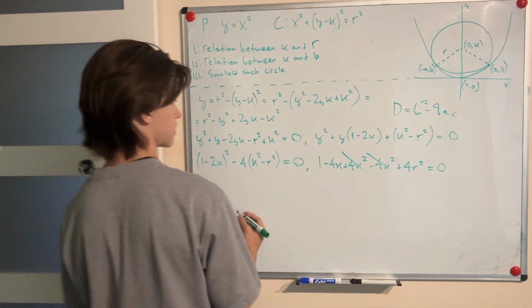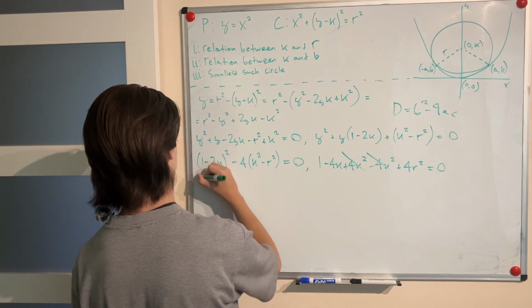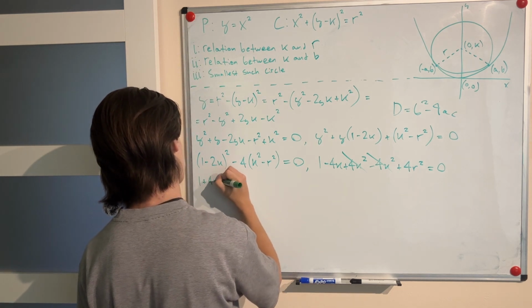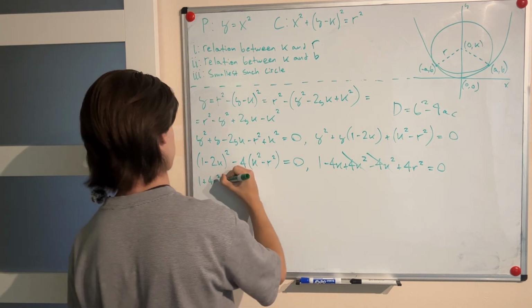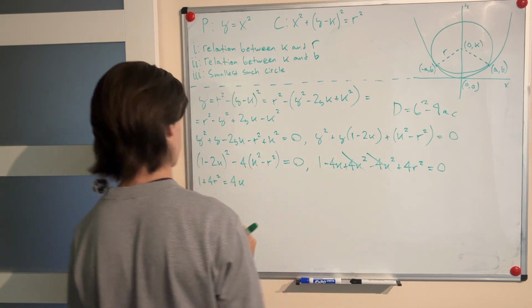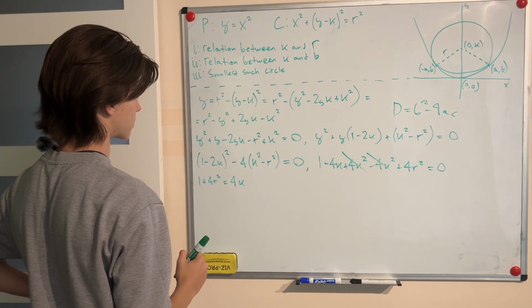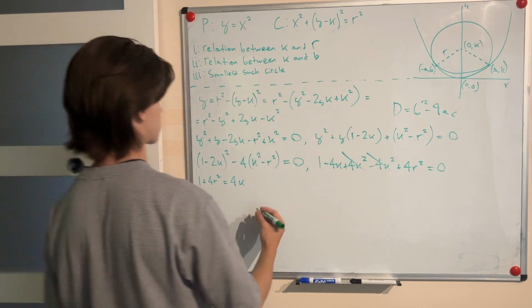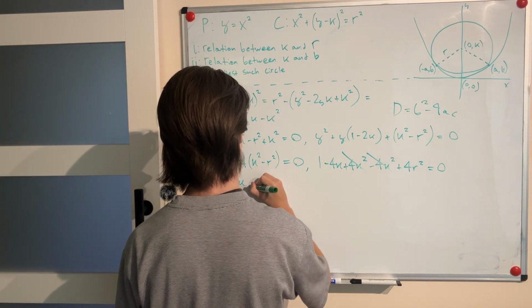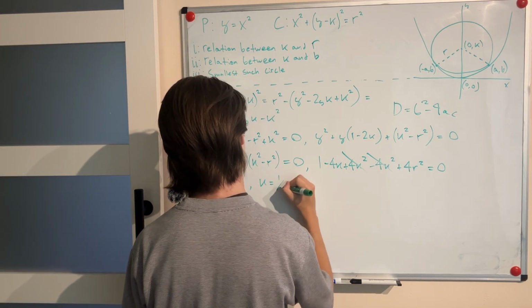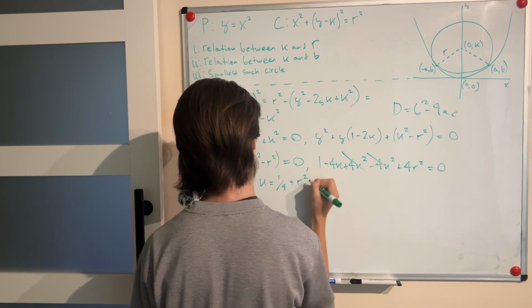And we get, I believe, 1 plus 4r squared. If we move over the negative 4k to get a positive 4k, and we can just divide everything by 4, probably, right? We get 1/4 plus r squared equals k. So k is equal to 1/4 plus r squared.